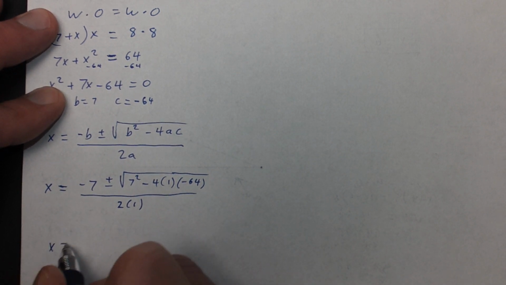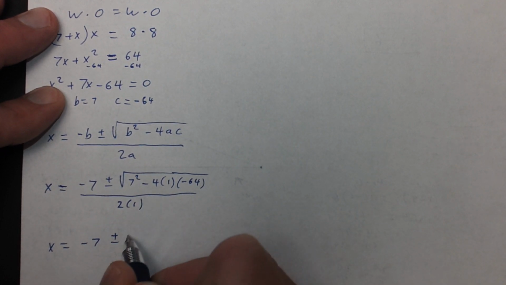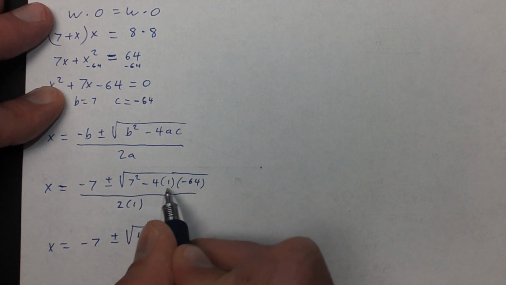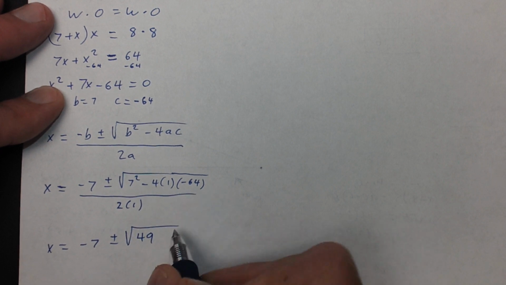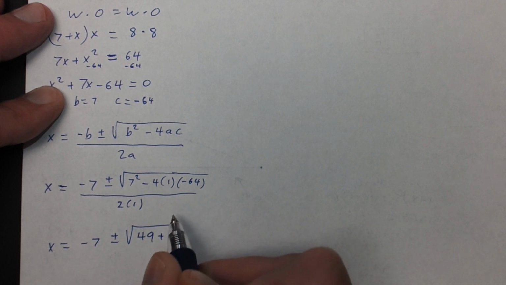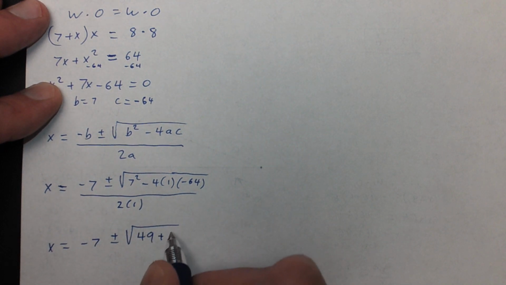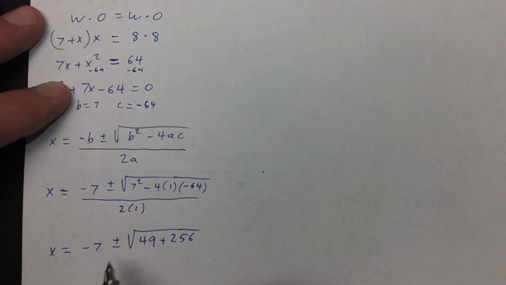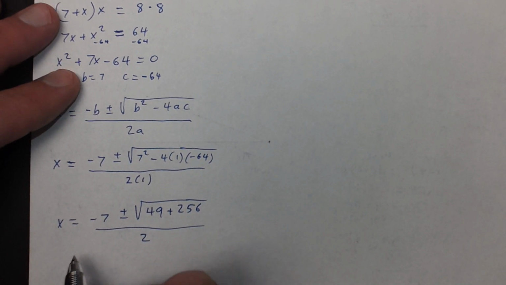And I'll say x is really equal to negative 7 plus or minus, okay, this is going to be inside the square root. I got 7 squared, which is 49. Negative 4 times 1 is still negative 4. Negative 4 times negative 64 is going to be a positive 256, yes, this should be 256. And the bottom was 2 times 1, which is just 2. Okay, so we're getting close.